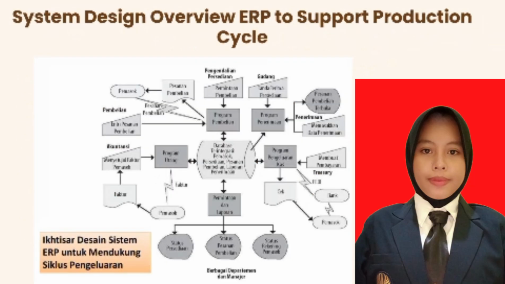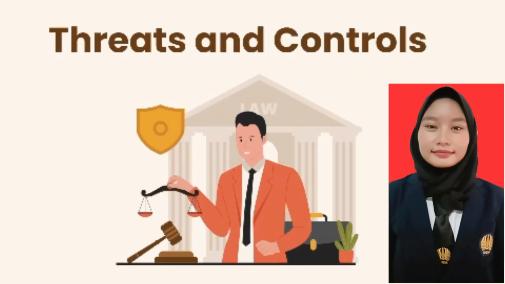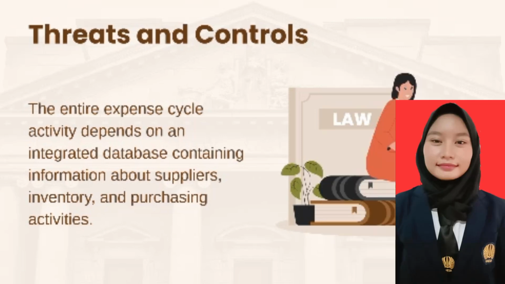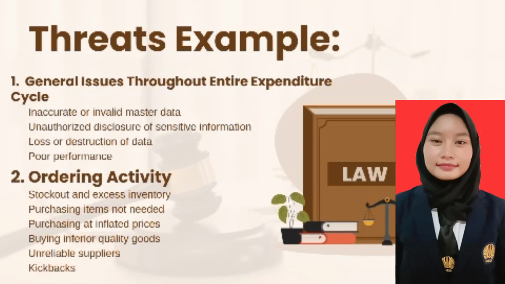So this is a system design overview of ERP to support the production cycle. Threats and control: the entire expenditure cycle activity depends on an integrated database containing information about suppliers, inventory, and purchasing activity. The first example is general issues throughout the entire expenditure cycle, such as inaccurate or invalid master data, unauthorized disclosure of sensitive information, loss or destruction of data, and poor performance.